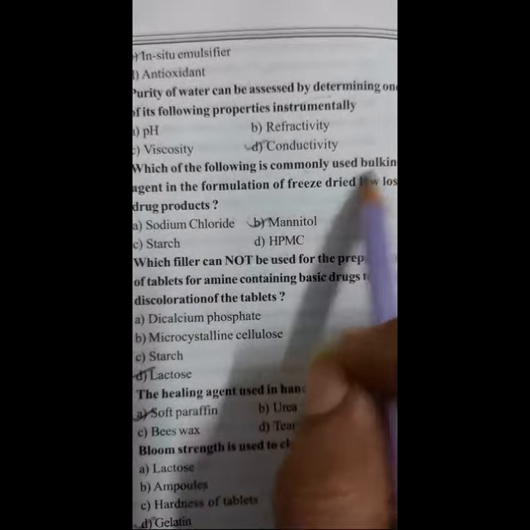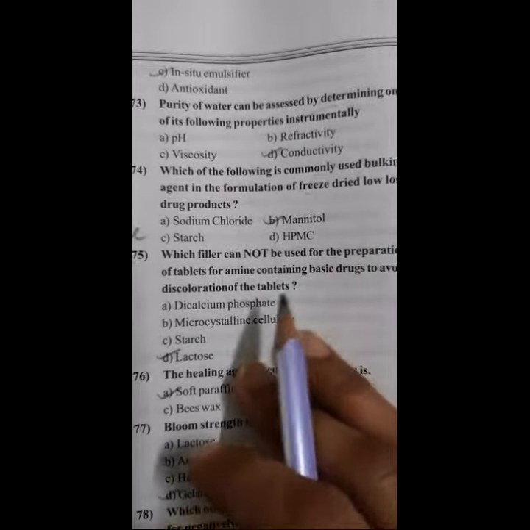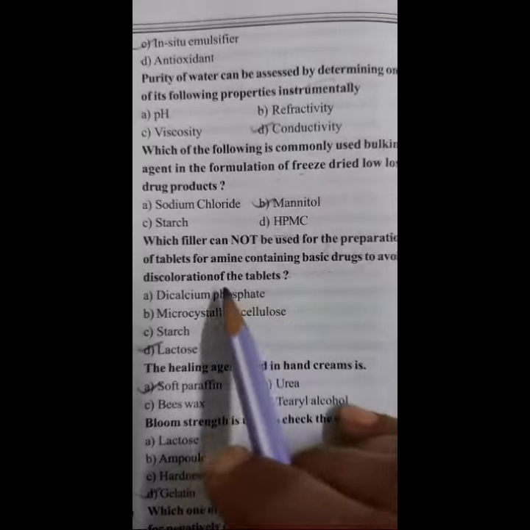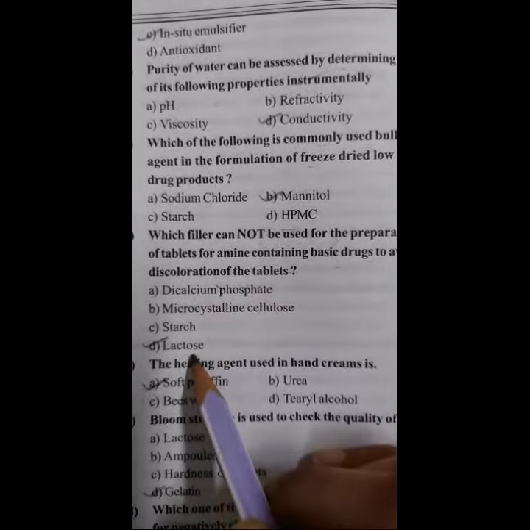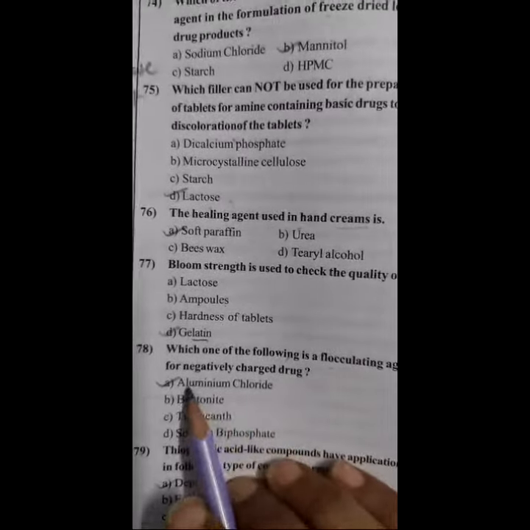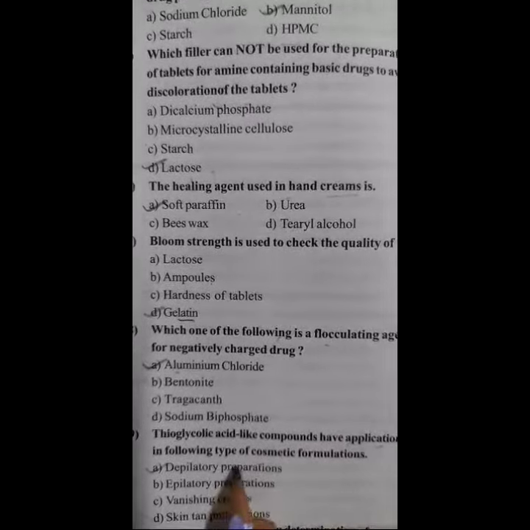The following is a commonly used bulking agent in the formulation of freeze-dried low-dose drug product: mannitol. Which filler cannot be used for the preparation of tablets of amine containing basic drugs to avoid discoloration of the tablets: lactose. The emollient agent used in hand cream is soft paraffin. Bloom strength is used to check the quality of gelatin. The following is a flocculating agent for negatively charged drug: aluminium chloride. Thioglycolic acid like compounds have application in depilatory preparations.